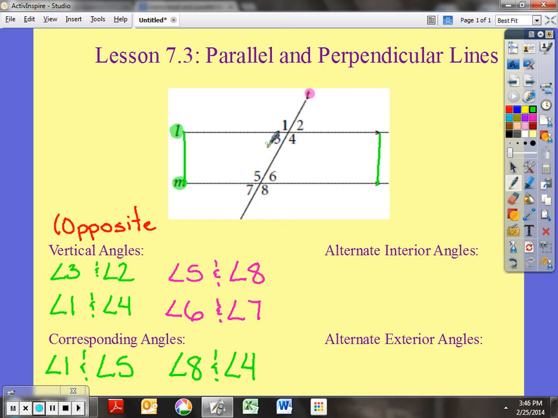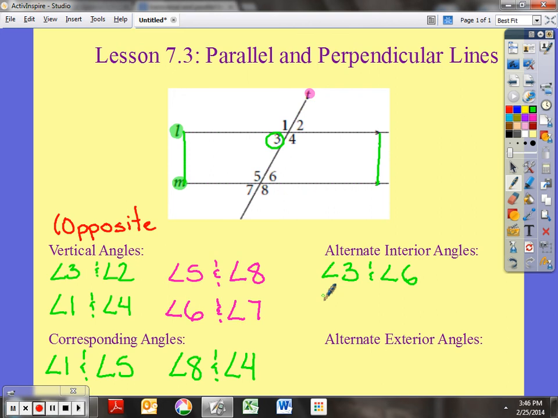So I'm looking at alternate interior angles. Well, angle 3 is inside. Now it's on the same side as 5, so it's not alternating, it's just inside. But alternating means the other side of the transversal. The other angle that is congruent to and is the alternate interior angle of angle 3 would be angle 6. Again, they're both on the inside if I were to connect these parallel lines, and they're alternating sides of the transversal. So one's on the left side of the transversal, the other's on the right side, and they are congruent to each other.